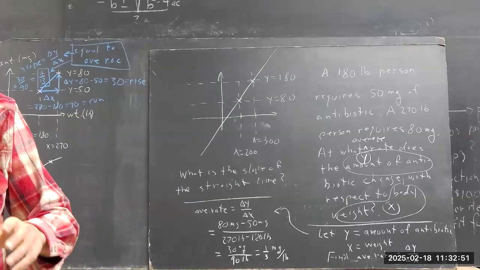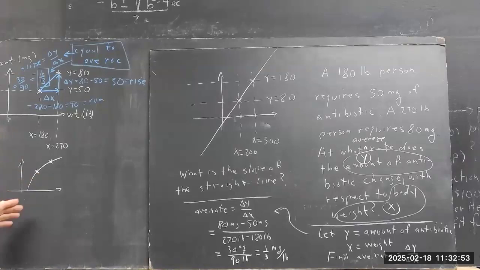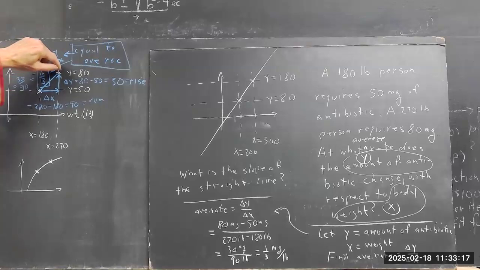Now, the reason I talk about that, you make a straight line out of a stupid thing. Okay. That makes sense. So we do the straight line approximation. So right there is a straight line approximation that works from 50 milligrams to 80 milligrams. Okay.